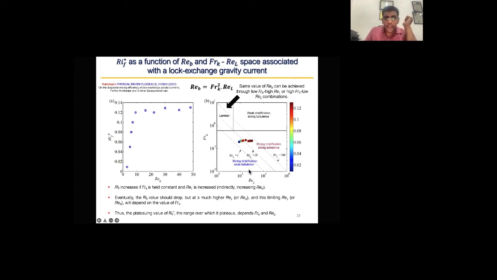Depending on FRK and REL, you can be in the strong stratification, strong turbulence regime, or the weak stratification, strong turbulence regime, or the laminar regime. So just by using a single REB value, you don't know where you are on this parameter space, whether you are in the laminar zone, the weak stratification, strong turbulence zone, or the strong stratification, strong turbulence zone.